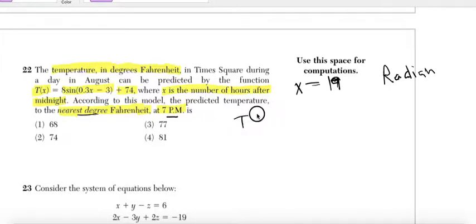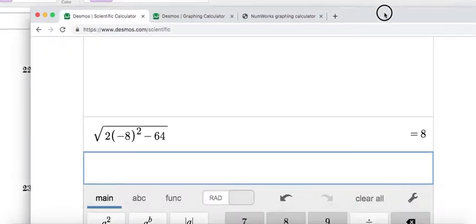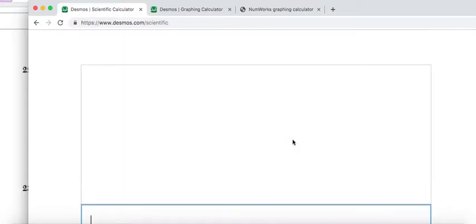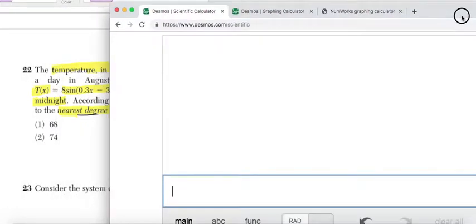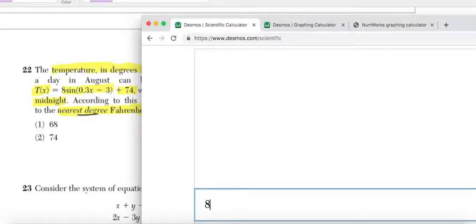So we want to find t of 19. And I'm just going to enter it in the calculator. We could use the table, or we could put it in here in the scientific calculator. And I want to make sure it's in, see, this is degree mode, this is radian mode. Make sure you know how to, in your calculator, make sure it's in radian mode. And we're just going to enter the equation, but we're going to substitute 19 for x. So 8 sine 0.3 times 19, in parentheses, minus 3 plus 74.